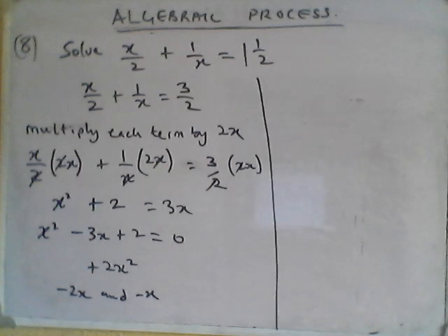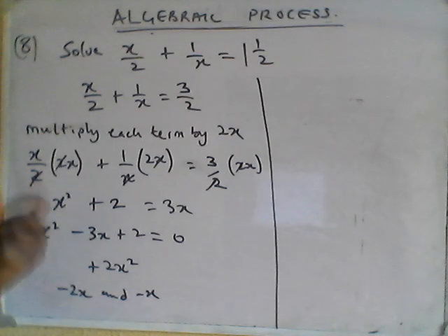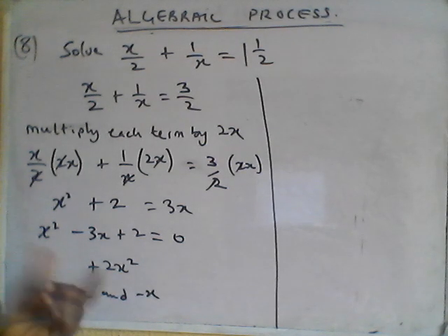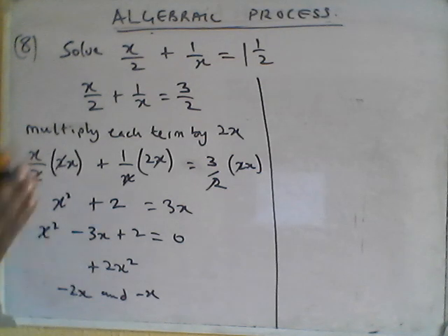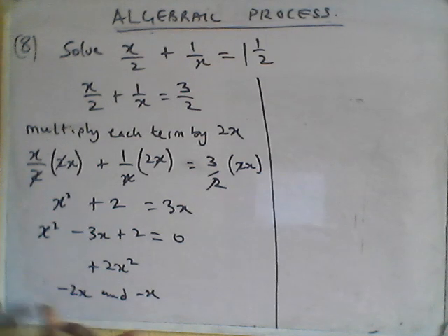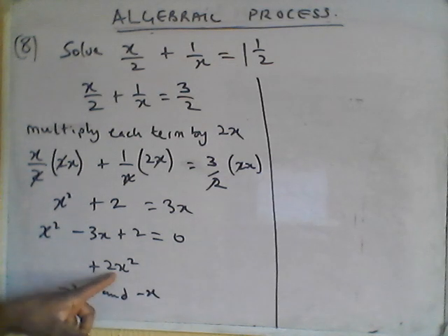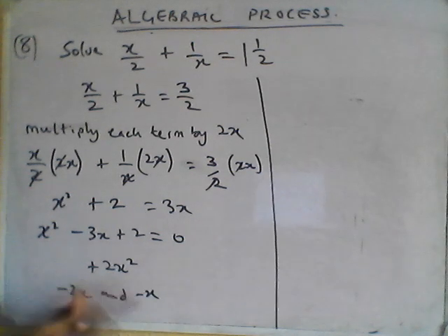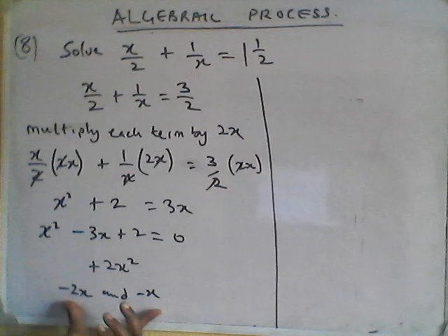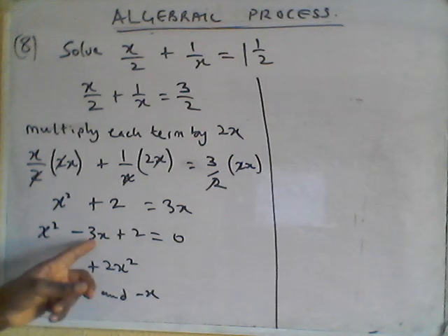I'll go again. I said I'll look for two factors so that when they multiply themselves, they will give me this term, and when they add themselves, they will give me the middle term. So these are the two factors. This and this multiplied give me this term, and when they add, they give me this term. So I'm going to substitute these two terms for the middle term.